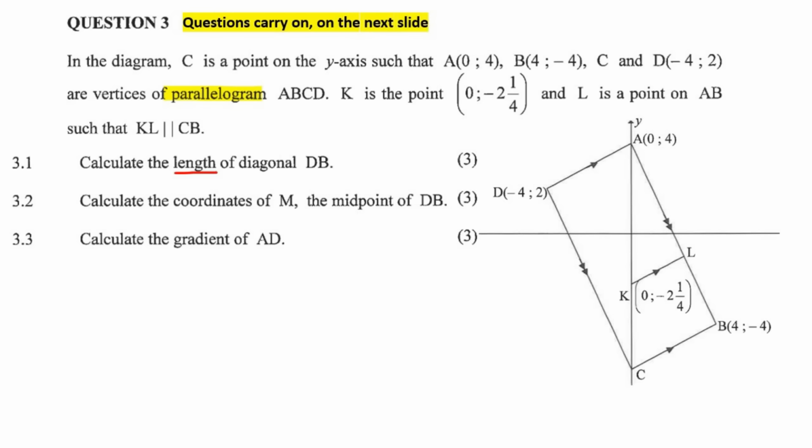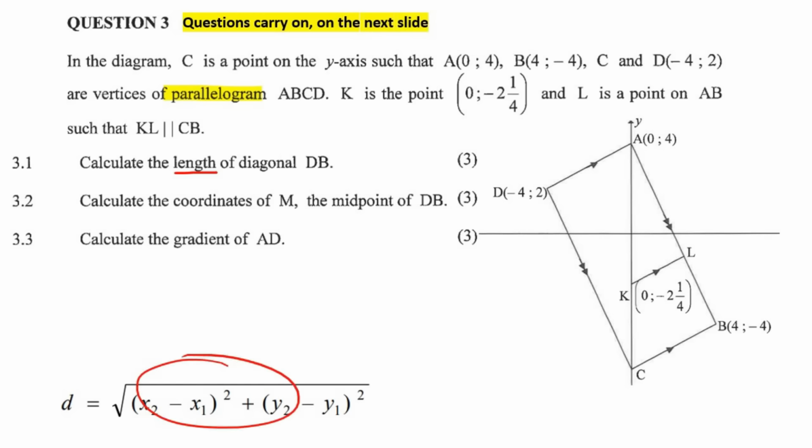Okay, so we need the length formula, which is the same as the distance formula, which is this one over here. The way it works is you can choose which one is point number 2 and which one's point number 1. I'm going to choose this as point number 1 and this one is point number 2. It doesn't matter though. You can choose it however you want. You will get to the same answer.